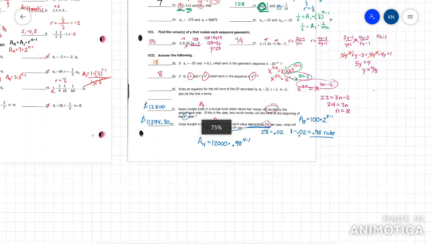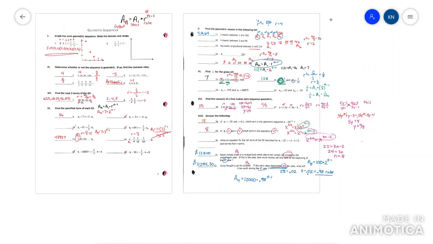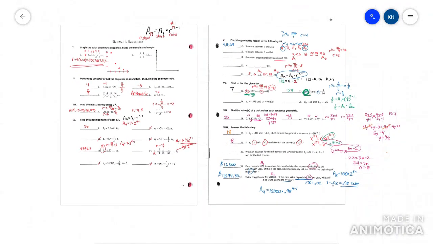So that is how you do geometric sequences. They're not that bad. Just know this equation, know what everything stands for, and practice. Hope this video helped.